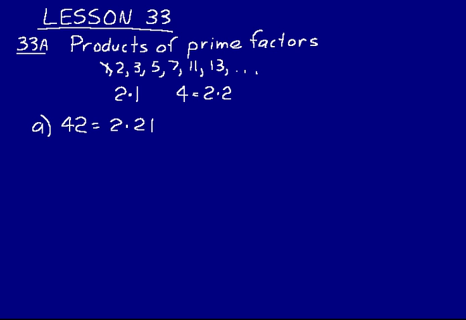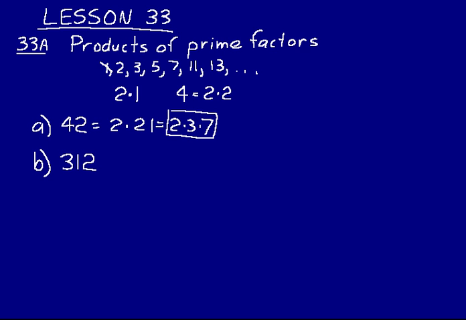Now 21, hopefully you know that's 7 times 3 already, or you can do a divisibility test. Remember, if you add the digits up and they add up to a number that's divisible by 3, then you can divide it by 3. 2 plus 1 is 3, so you know that 3 is going to be a factor of 21. And it is, it's 7 times 3, so we would break this into 2 times 3 times 7. And those are all prime factors, so that's as far as we would go. We've broken 42 up into its product of prime factors.